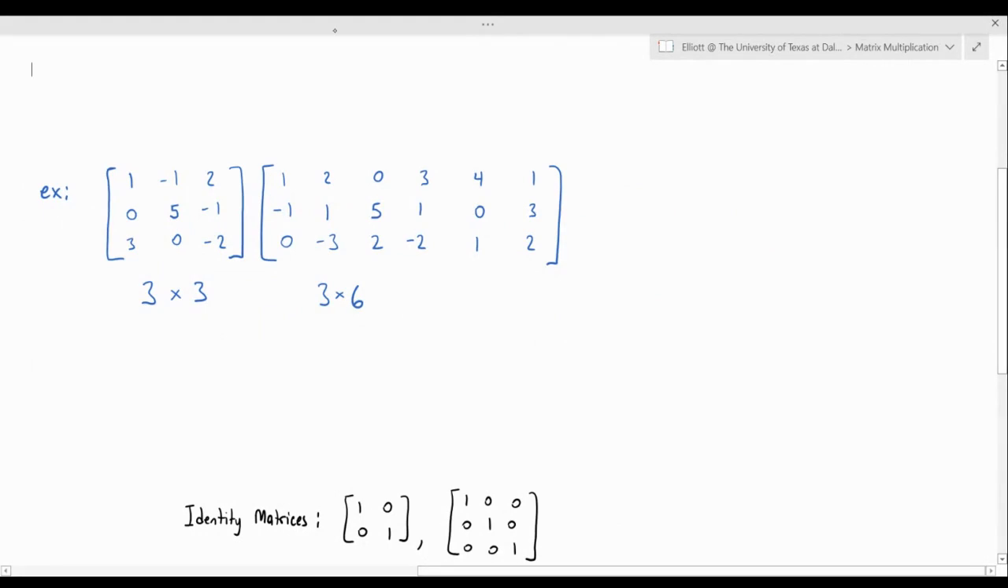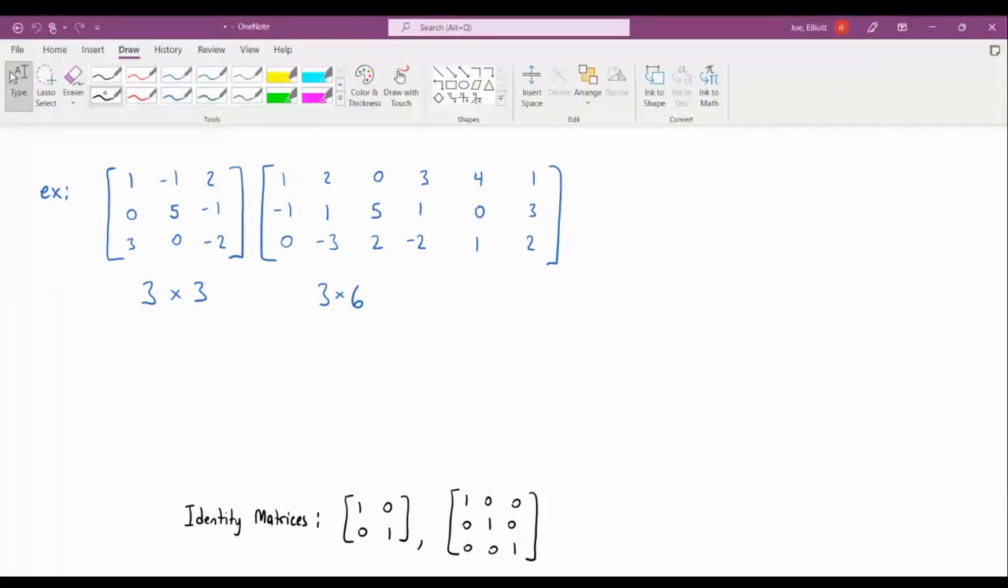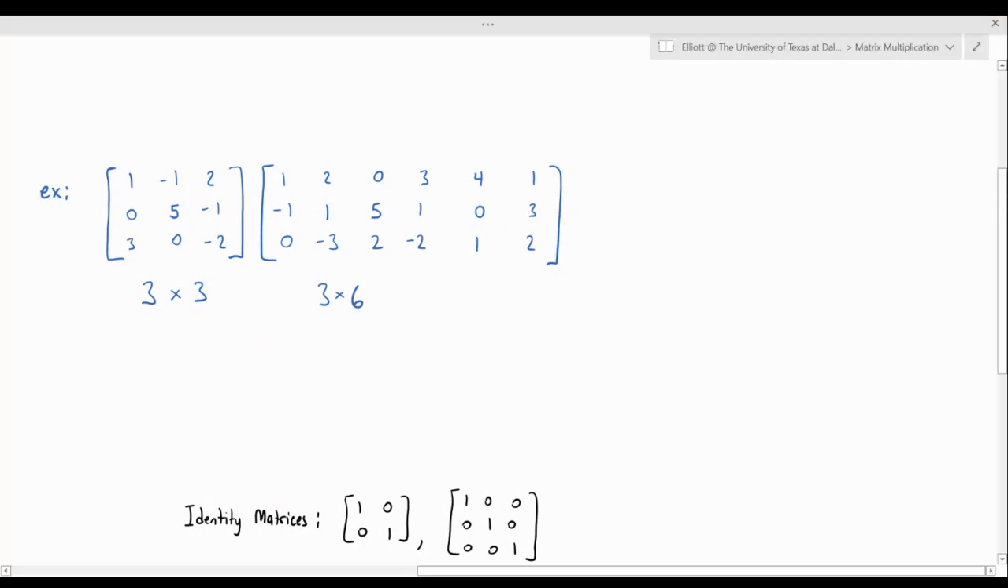So I have two matrices here. These two numbers match up, so the product is defined. And then the size of the result will be size 3 by 6. I'm not going to do the entire matrix multiplication, but I'm just going to do enough to remind you guys of how it works.